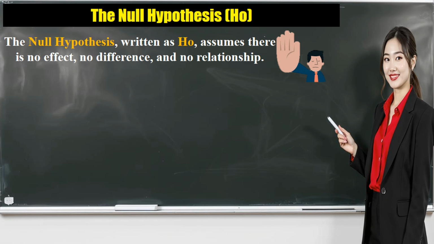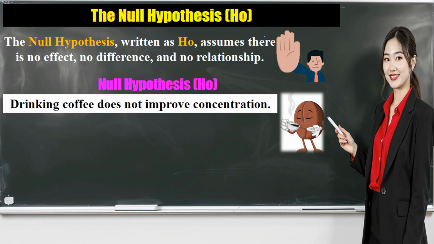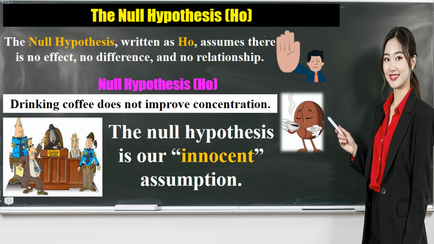Step 2. The null hypothesis, H0. The null hypothesis assumes there is no effect, no difference, and no relationship. It's like saying nothing new is happening here. Using the coffee example, H0: Drinking coffee does not improve concentration. Think of it like the default position. Just like in a courtroom, someone is considered innocent until proven guilty. The null hypothesis is our innocent assumption.